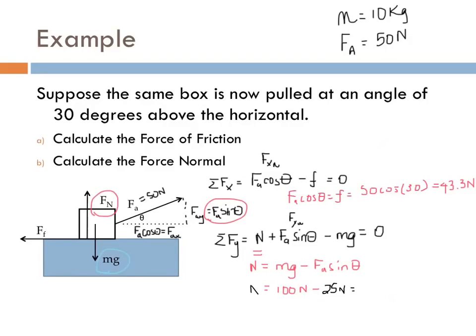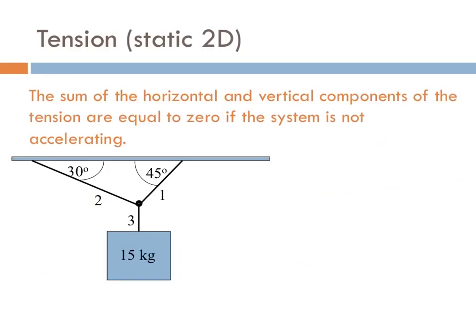So my normal force is therefore equal to 75 newtons. The last part is when you have more than one force acting at an angle. So here it says the sum of the horizontal and vertical components of the tension are equal to 0 if the system is not accelerating. Another way to say that, if you are not accelerating, then you're either moving at a constant speed or you're at rest. Here we can see if nothing is moving, it must be at rest.